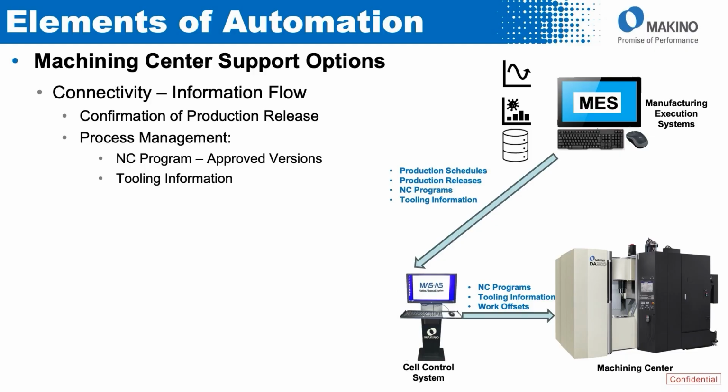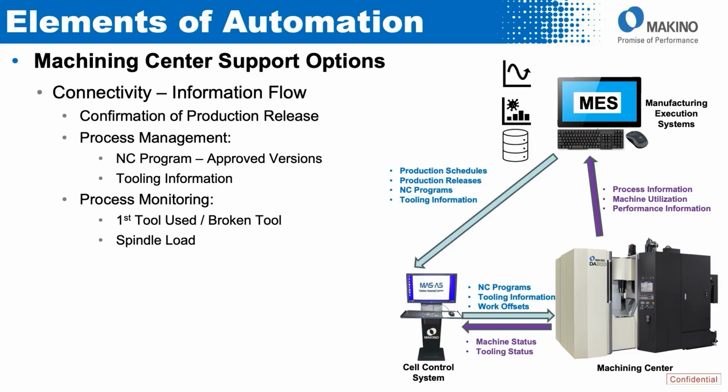The other thing is process management. So now that we've released that production batch in order to be run across the machining center, we want to make sure that the approved, and only those approved, NC programs are downloaded into the machine. The tooling information and work offset information are also transferred down to that machining center to get it ready to run that batch of parts or that particular part type.